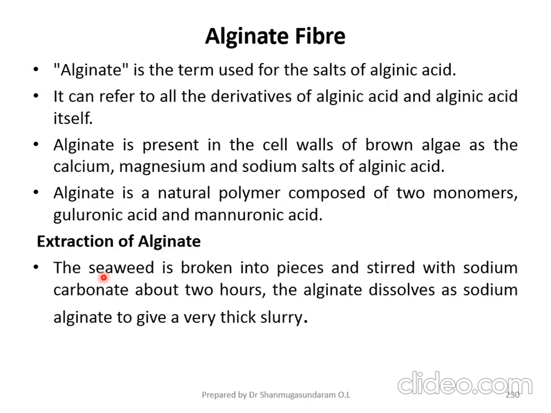So first you have to collect the seaweed from the sea shore. Then the seaweed has to be broken into very small pieces and you have to treat it with sodium carbonate for about 2 hours at room temperature. So what will happen? The sodium alginate will start dissolving in the sodium carbonate. So finally you will get a thick slurry liquid, that is a highly viscous solution.